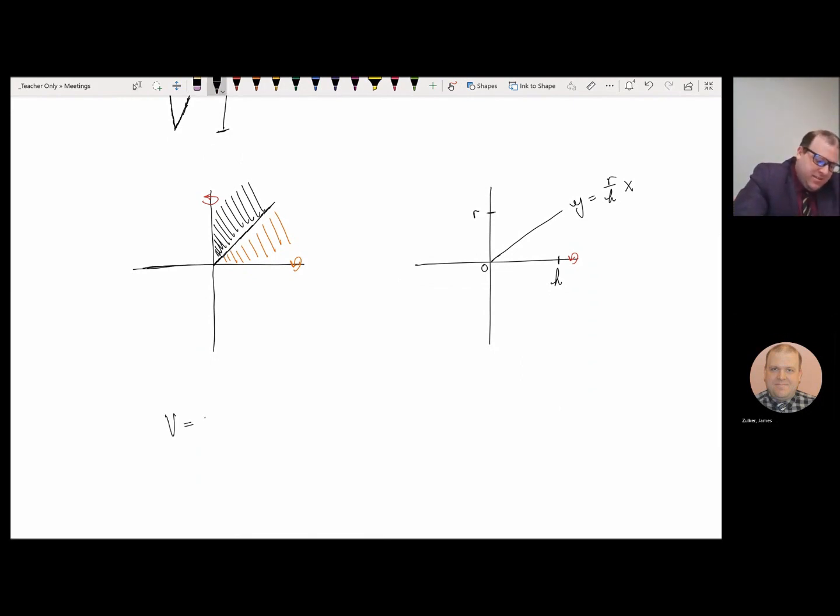Volume by disk method: pi times the integral over your interval, in our case 0 to h. Now, they call it the radius. Well, the radius is this. It's the distance from the axis of revolution to the end of the region. Well, that's just our function, isn't it? And it's the radius squared.